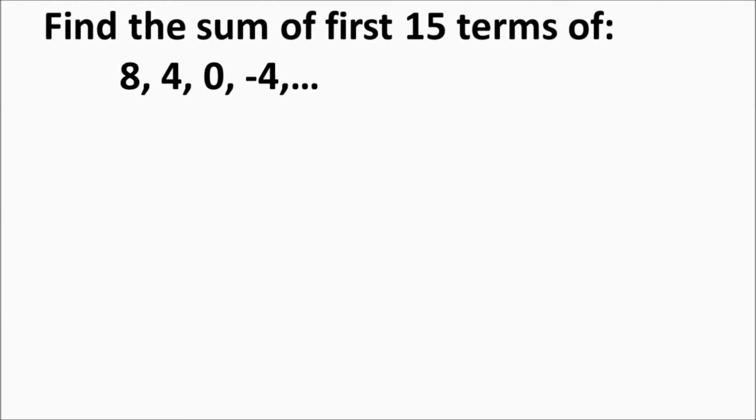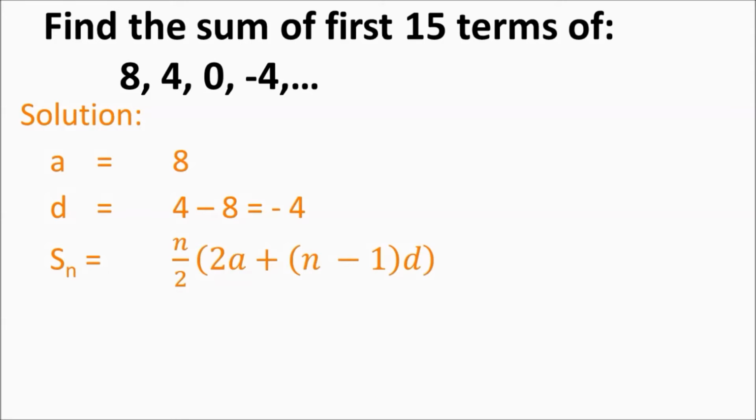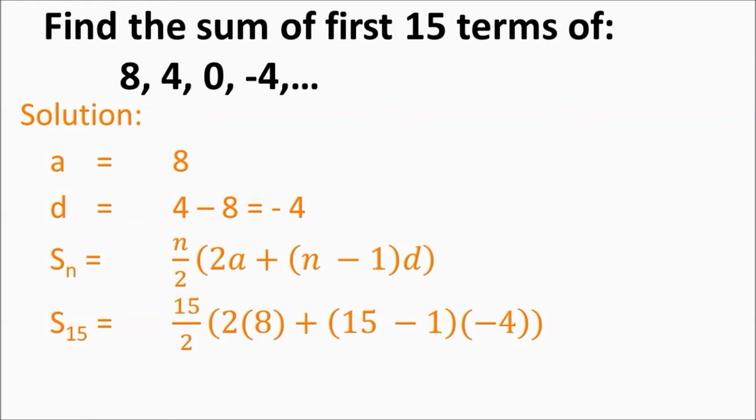And the solution is, the first term is 8, the common difference is minus 4, which we just calculated. We know that the sum of n terms of an arithmetic progression is Sn = n/2 times (2a + (n minus 1) times d). Let's substitute the values of n, a and d. n is 15, a is 8, and d is minus 4, and this is what we'll get after substituting the values. Calculating, we'll get minus 300. So the sum of 15 terms of this arithmetic progression is minus 300.